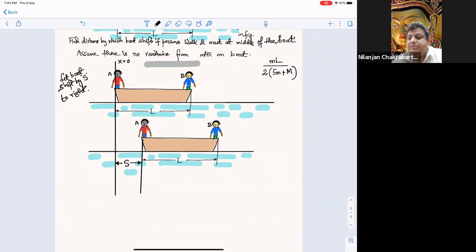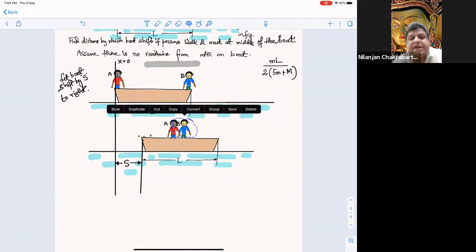Let the boat shift by s to... oh, the second diagram is not complete. They will go and meet each other at the midpoint of the boat. See, midpoint. They're holding each other's hand.